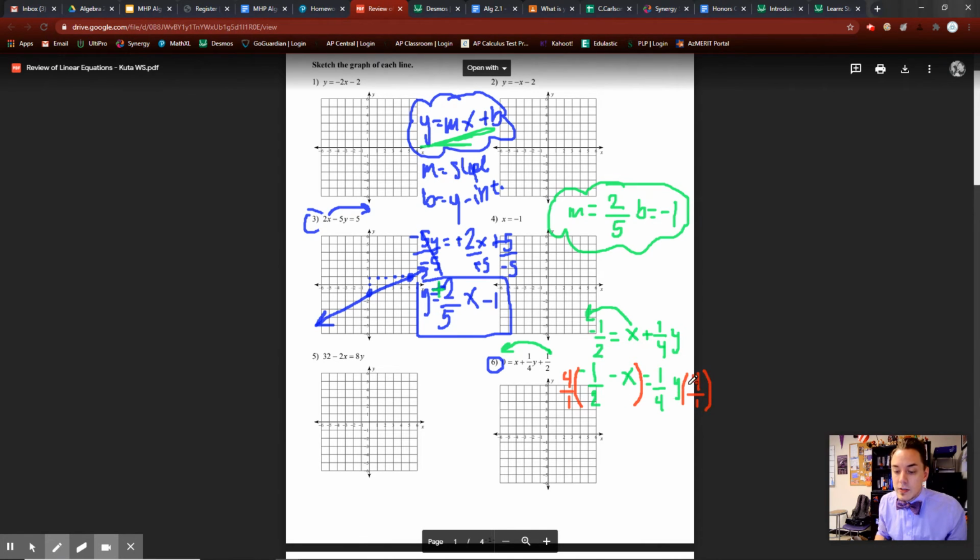What happens to these 4s? Those 4s actually go poofy. The ones technically go poofy. And I'm just left with y. What happens to this 4? Well, this 4 gets distributed to both the negative 1/2 and to negative x. They get distributed to both.